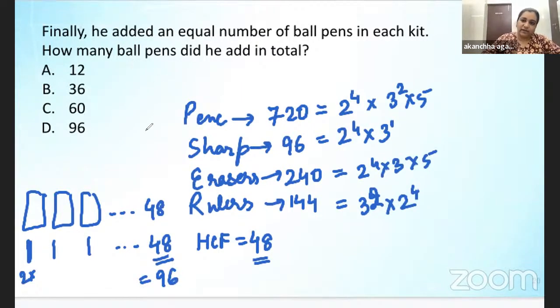Now can you answer what will be the correct answer for this one? D. Very good. Because we have to take the multiple of 48. If he chooses to add 1 ball pen in each, then 48 is fine. But if he chooses to add 2, then it will be 96. If it is 3, then it will be more, and so on. Right? So this was one of the case study questions that we have discussed.